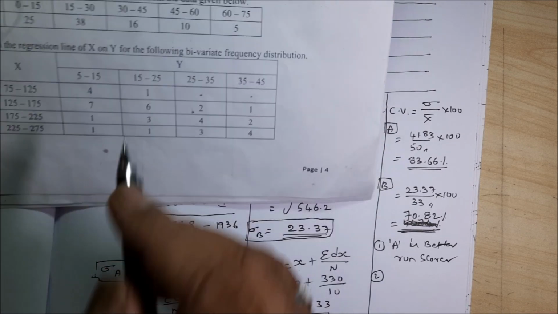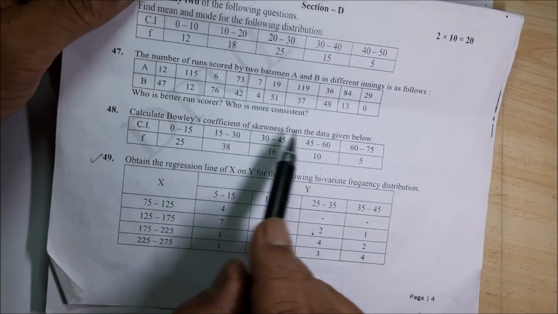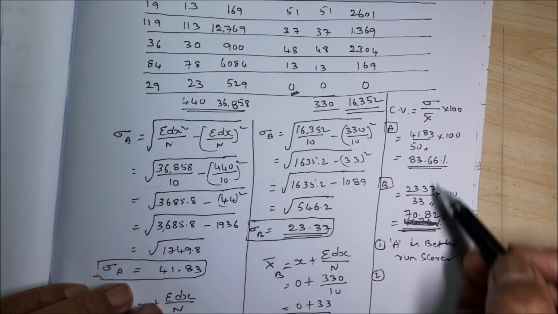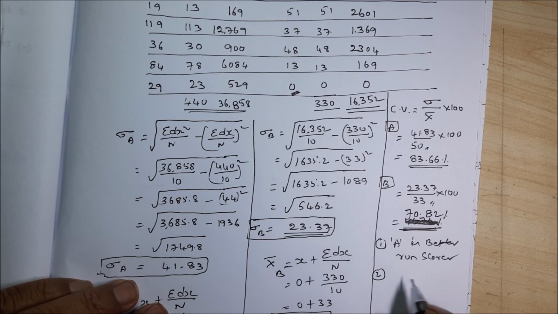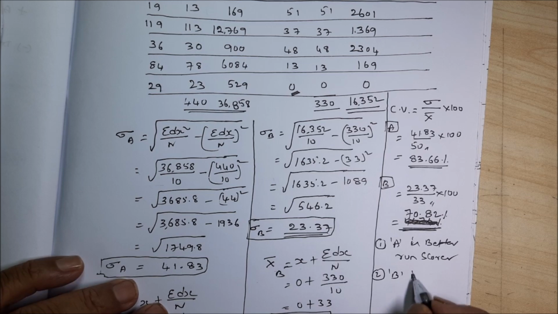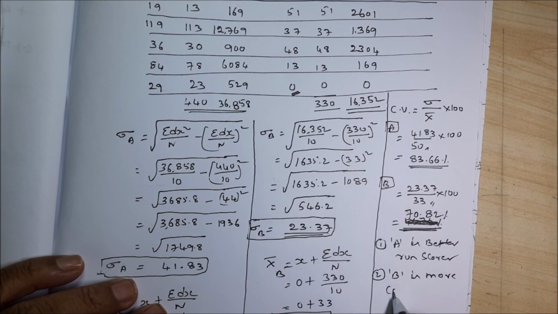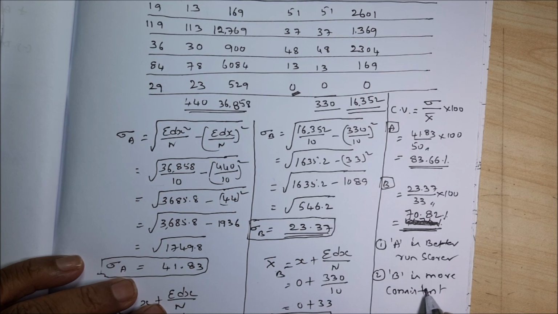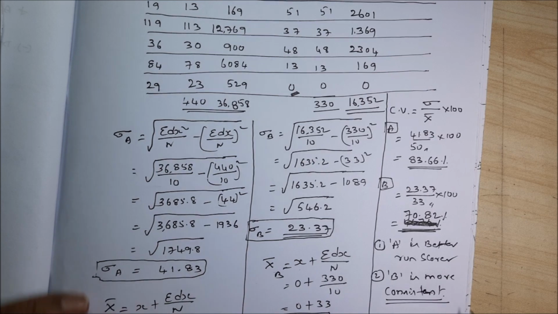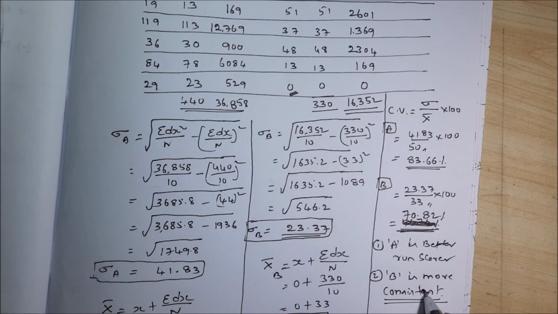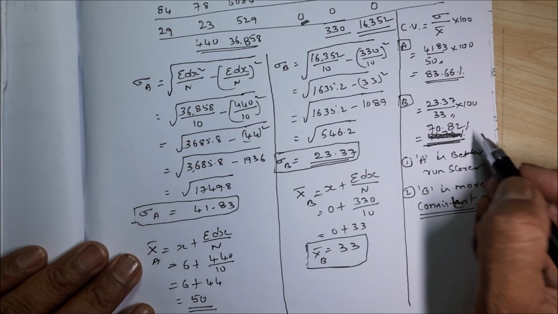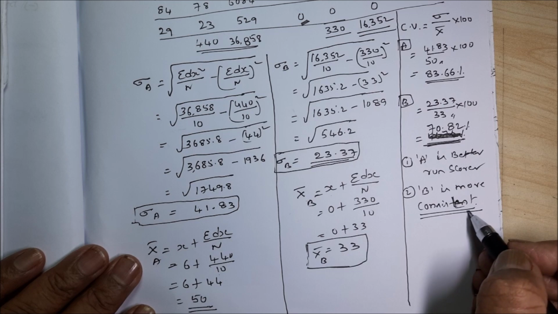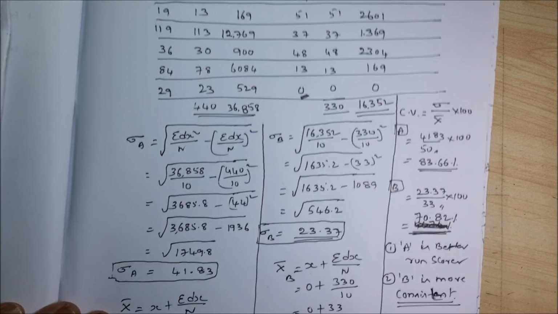Then what is the second question? Who is more consistent? Between the two, always you are supposed to take the least. Least is higher consistency. So B is more consistent. I hope you got it, how to do it. So this is how you should do. So A is the better scorer and B is more consistent, right?